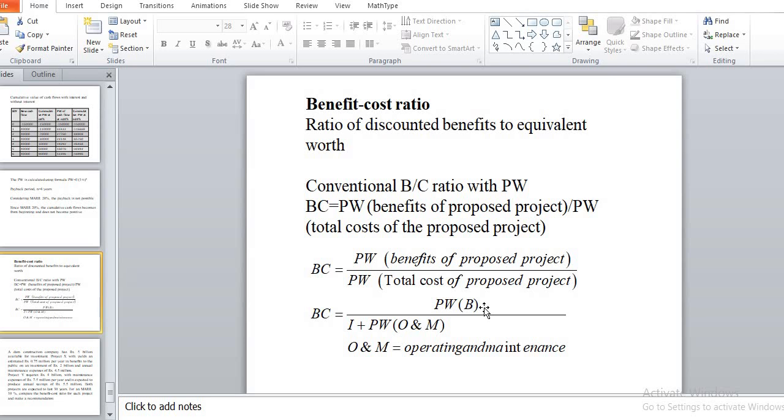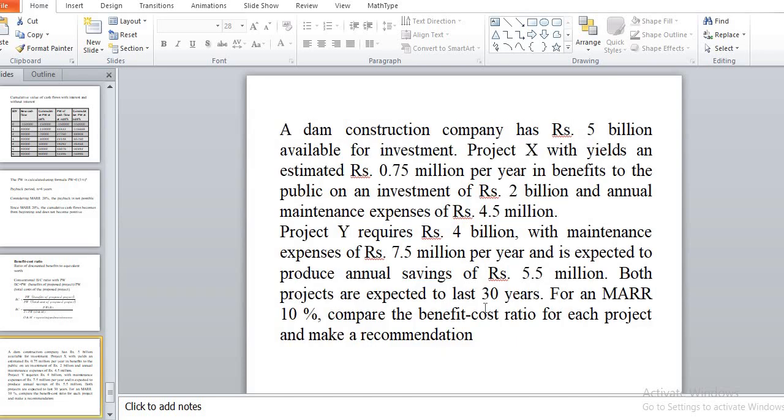The benefit to cost ratio method is generally applicable to public projects, and it is the ratio of the benefit of that particular project divided by the total cost of that project. Again, to find the benefit and total cost of the proposed project, the present worth method or annual worth method can be used. This is also called the saving investment ratio. By this method also we can judge whether a particular project is economical or not.